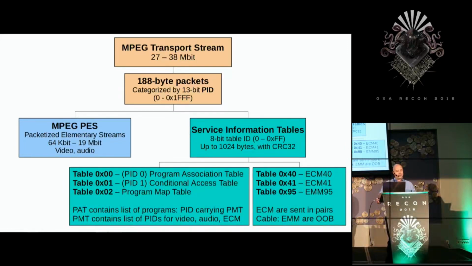The ECM PID is where the entitlement control messages are sent, and they contain information that is used to generate the key to decrypt the packetized elementary stream. This system uses two types of ECM: table hex 40, I call ECM 40, and table hex 41, I call ECM 41. On PID 1, there may be one or more conditional access tables, and these tables identify a PID that carries EMMs, entitlement management messages. These messages are used to set the access rights for individual set-top boxes with subscription information, such as what channels are available.